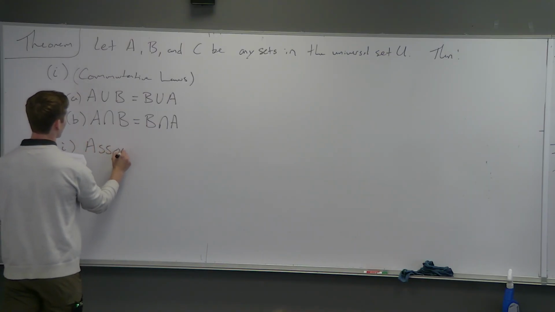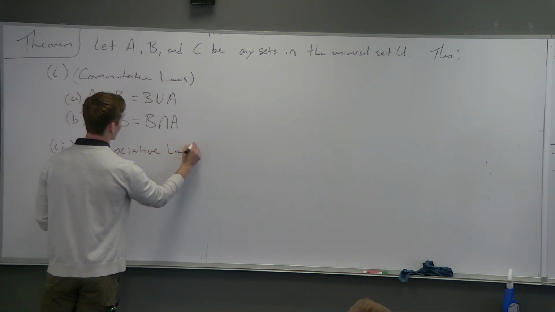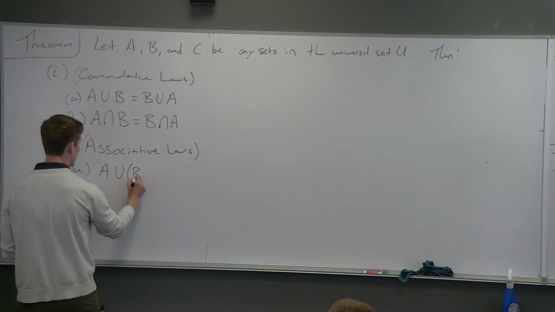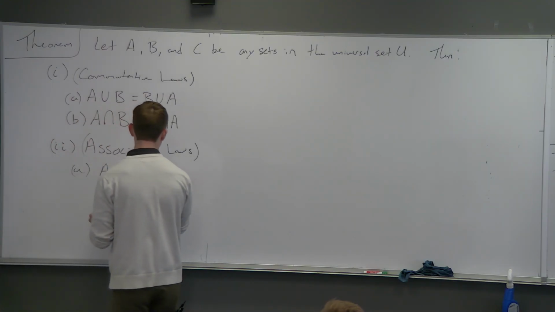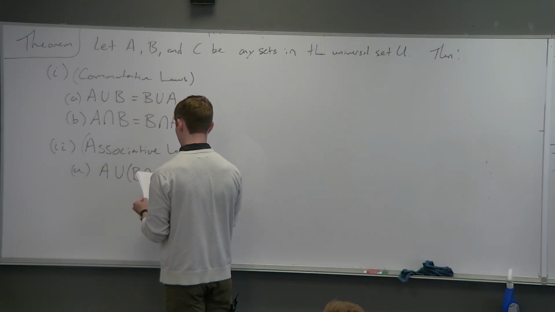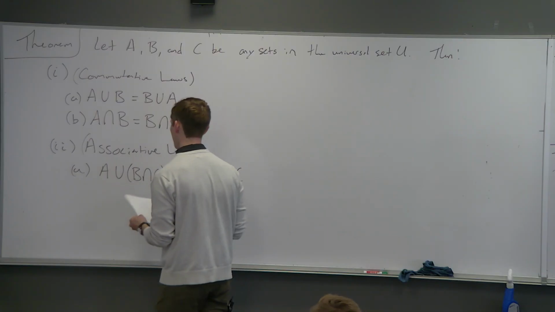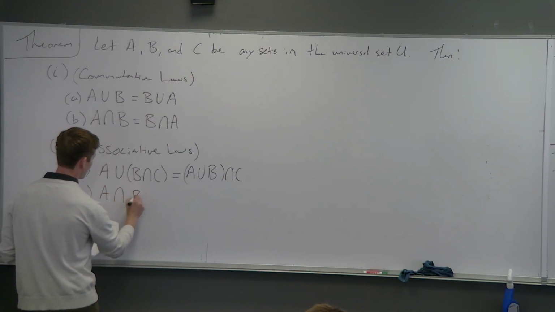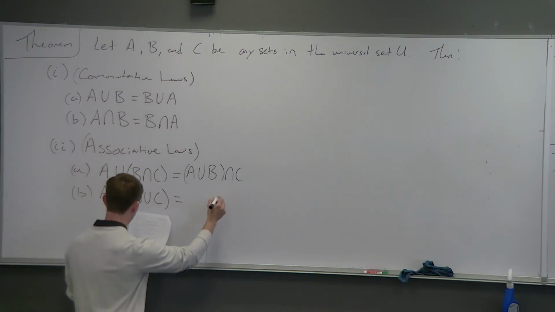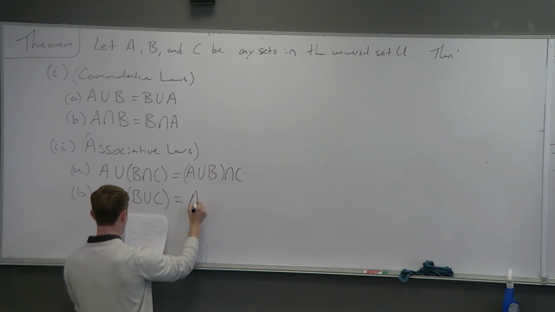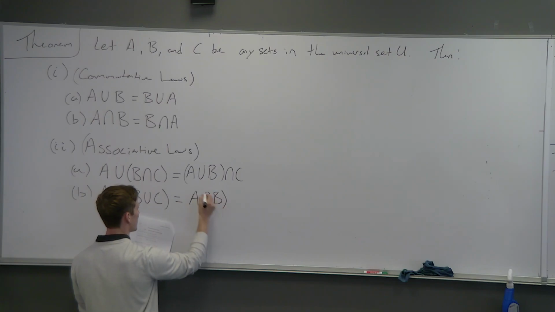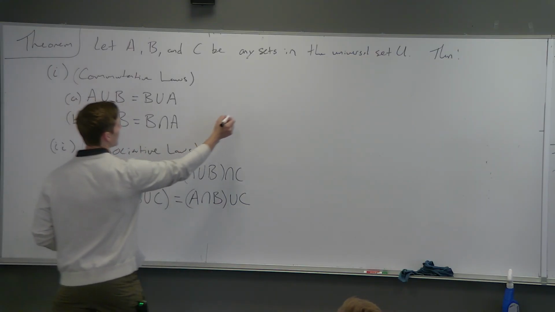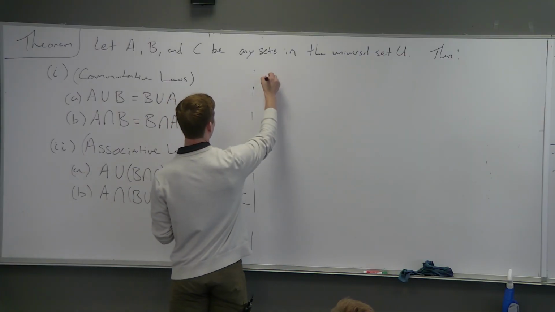All right, 2. You get the associative laws, which tell you that, first off, A union B intersect C is equal to A union B intersect C, and B, that A intersect B union C is equal to A intersect B union C. Okay. Now, we just have a few more.